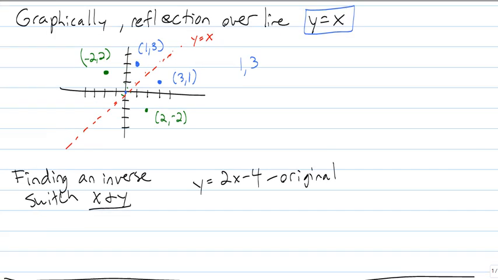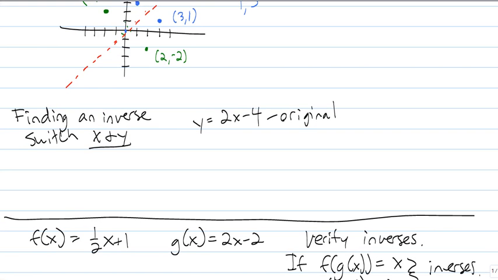Now, doing an equation is the same thing. To find an inverse, you switch the x and y values, and then you solve for y. I forgot to write that. Let's write that down. Solve for y again. So, let's say I have an original equation of y equals 2x minus 4. I want to find the inverse of that. So the first thing I do is switch the x and the y. So I rewrite it as x equals 2y minus 4. Okay. Now I solve this for y.